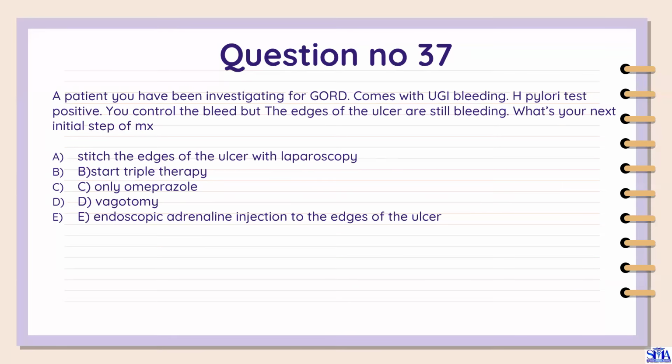All right, you have been investigating GERD, or a patient comes with upper GIT bleeding, H. pylori positive. Now you control the bleed, but the ulcer is still bleeding. Okay, what is the next step in the management? Yes, please. This is something from the syllabus which you have discussed with us.